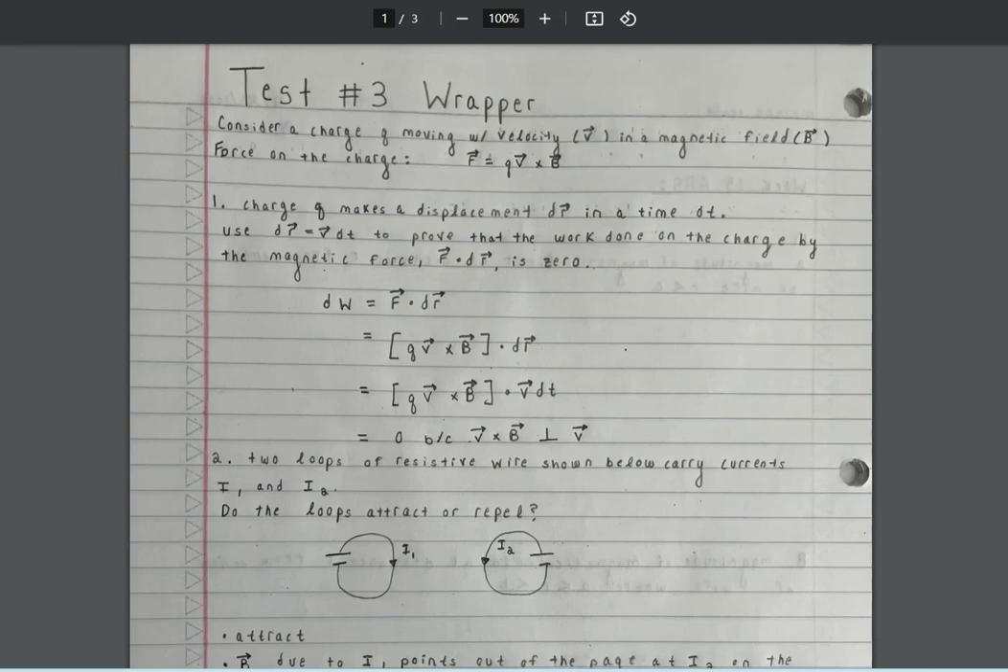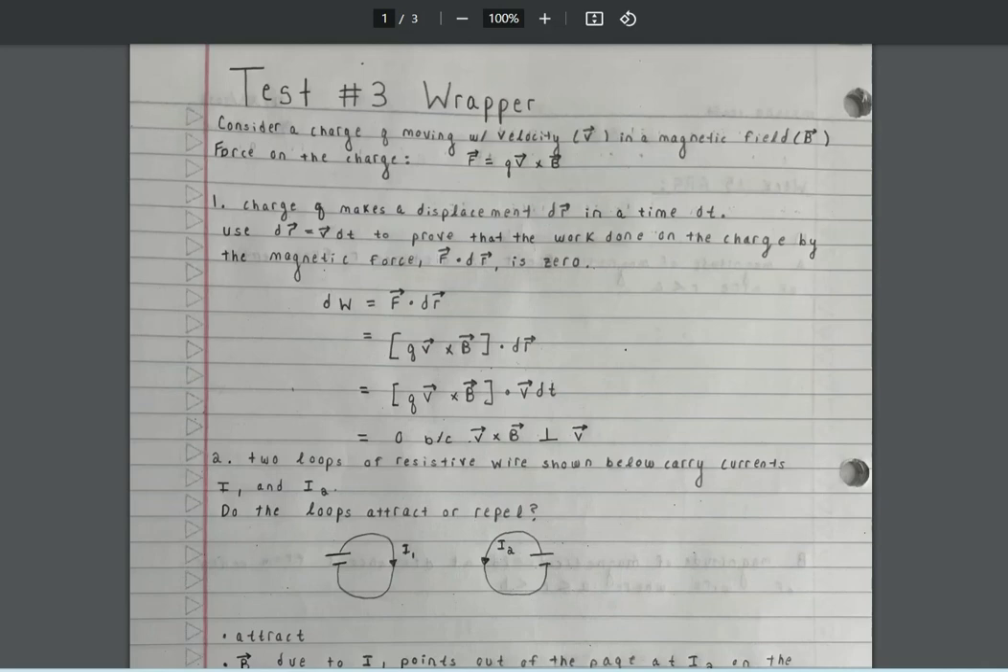So in problem 2, we're considering a charge Q moving with velocity V in a magnetic field B, and the force on the charge is equal to the charge times the cross product of the velocity and the magnetic field. So the first question says that the charge Q makes a displacement dr in a time dt, and we're using dr equals v dt to prove that the work done on the charge by the magnetic force times dr is 0.